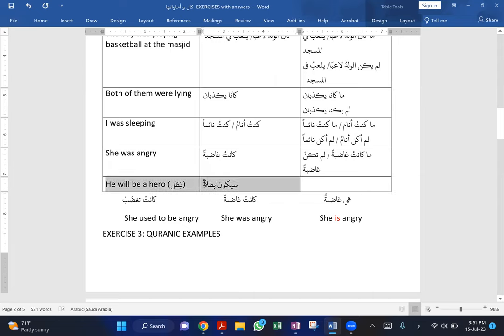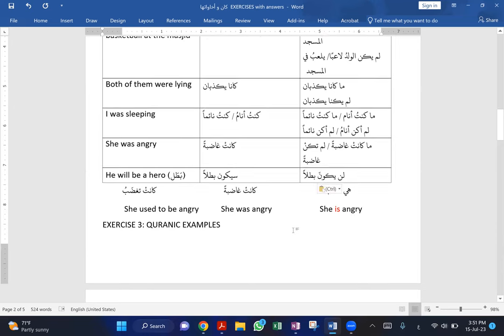How do I negate this? لن يكون بطلا. Because remember, when we are negating in the future, because سا is "will", we use لن. لن يكون. He will not be a hero. Okay, so far so good.